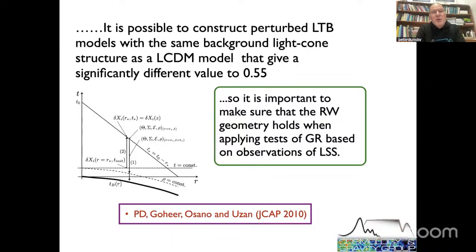However, if you now perturb that model, so if you look at perturbations of LTB to work out what the growth rate is, so what the growth of structure is, then you find values of gamma which are different to 0.55, actually quite significantly different from 0.55. So here's a very nice example where you have to be very careful with using important observational parameters like gamma to tell you something about the physics of the dark universe.